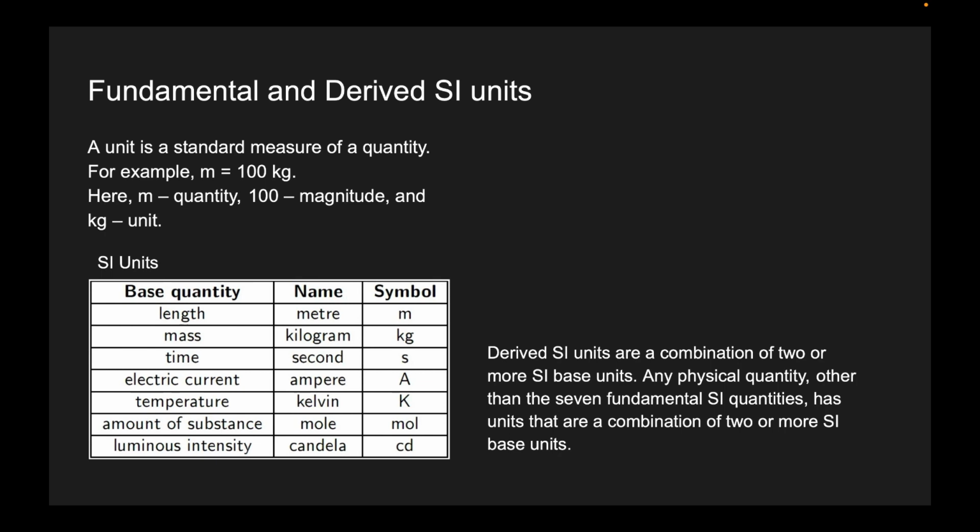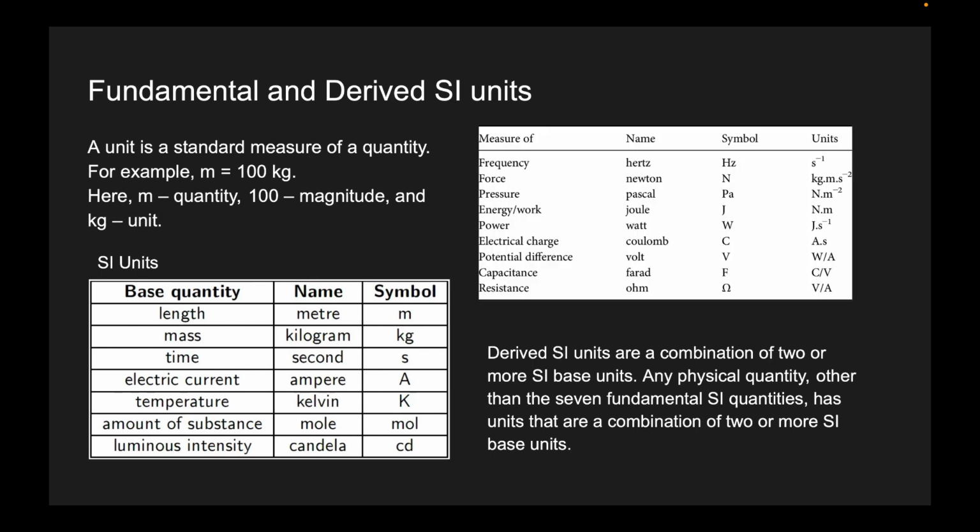Derived SI units are a combination of two or more SI-based units. Any physical quantity other than the 7 fundamental quantities has units that are a combination of two or more SI-based units. For example, Hertz, a unit of frequency, is a second to the power of -1. Newton is a kilogram multiplied by meter multiplied by second to the power of -2.